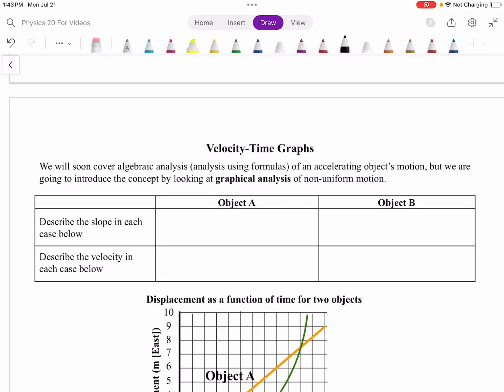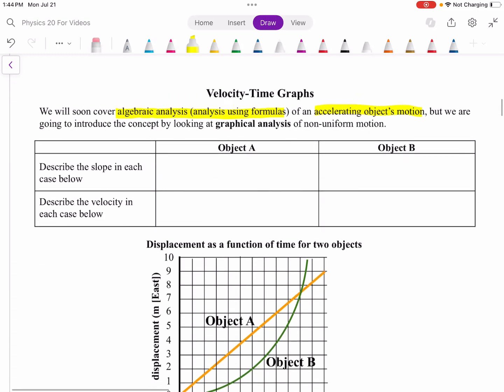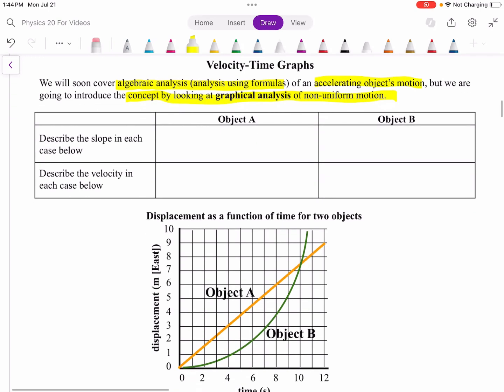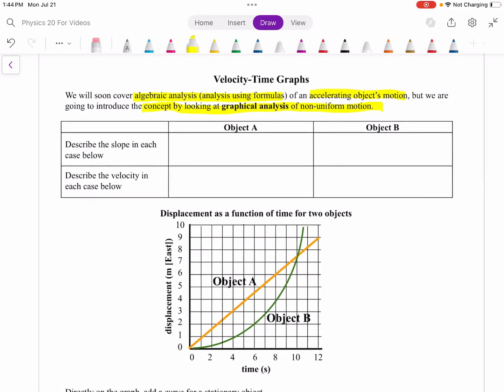Okay, so soon in the next lesson, we're going to cover algebraic analysis, which just means analysis using formulas of an accelerating object's motion, okay, analyzing it with math, though this is also math, it's just graph math, okay? But we're going to introduce the concept by looking at graphical analysis of non-uniform motion in this lesson, okay? Next lesson, we'll pull out some formulas, and next lesson will actually be the first time we do something that is new to Physics 20 and you didn't cover in Science 10. So that's another reason we're starting with the graphical analysis, is that you've actually already analyzed graphs for non-uniform motion in Science 10. So this is a little bit more review, okay?